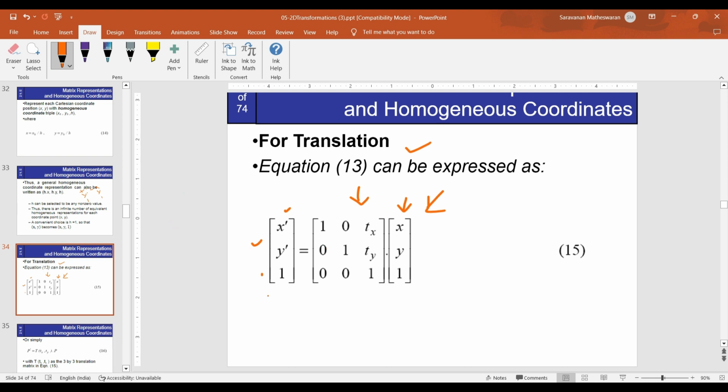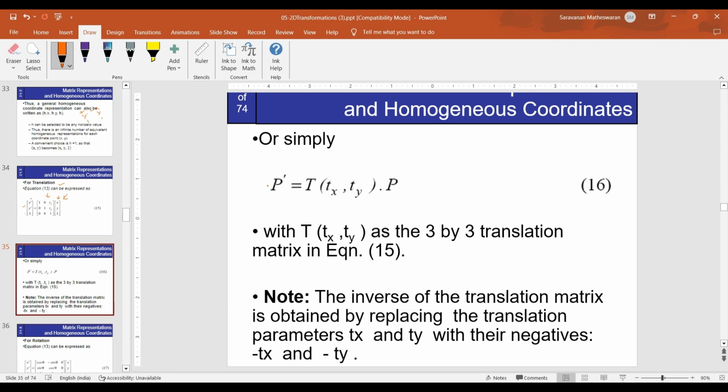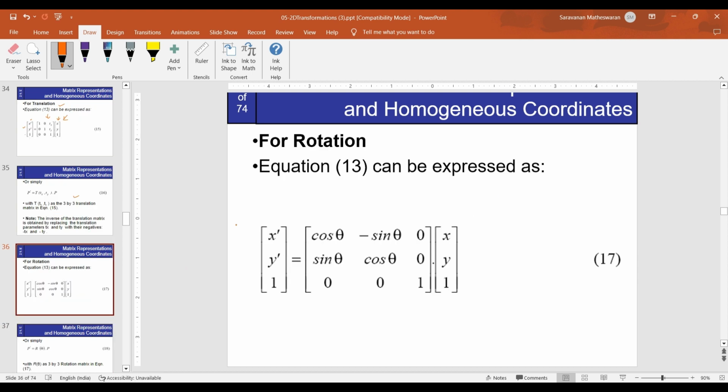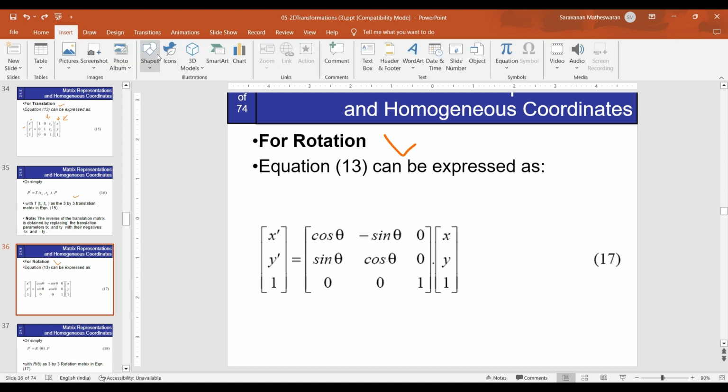Okay. Next, we write the same thing in formula one: p dash equals T of t of x comma t of y, comma p. Here the t of x, t of y is a 3 by 3 formula applied here. Similarly, we apply the rotation format. Previously it was cos theta, minus sin theta, and so on. You can see this part is always common, and we only have to look at this portion.